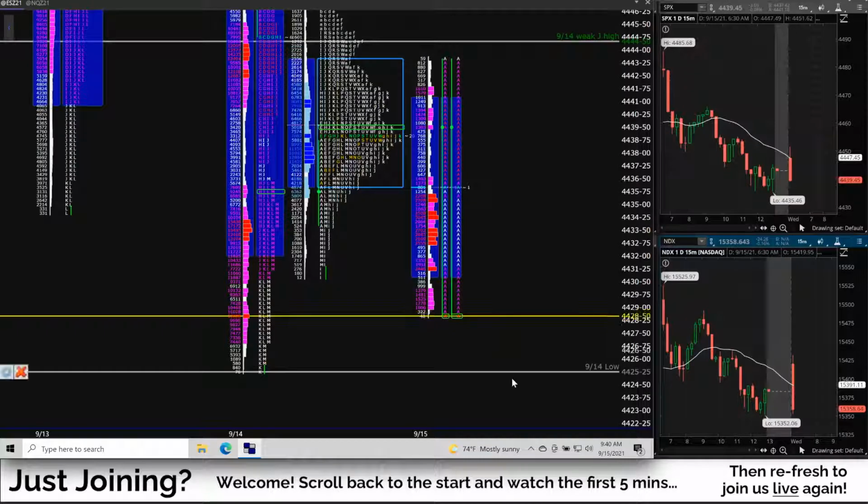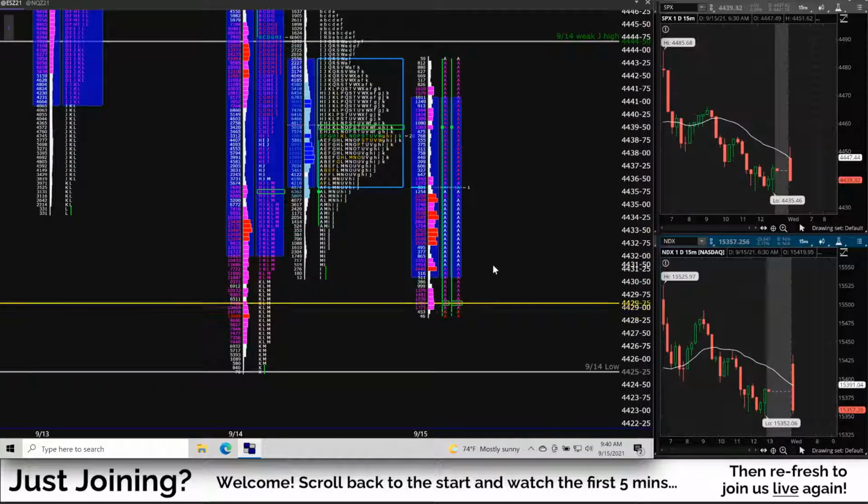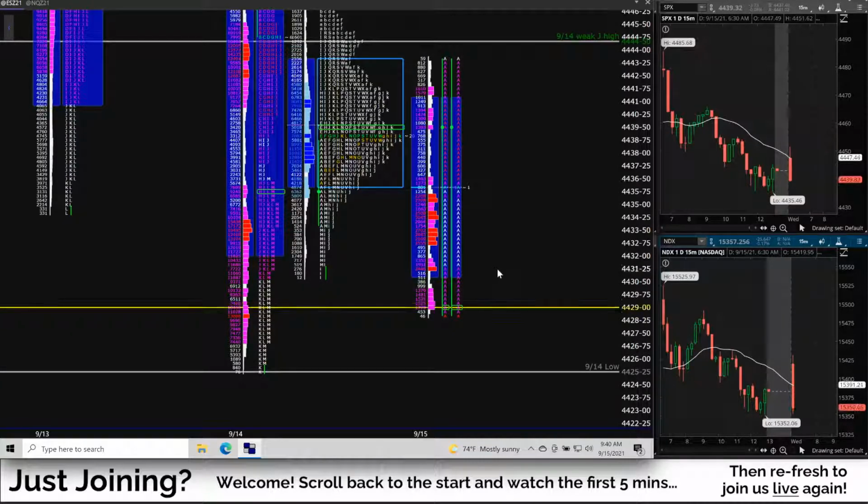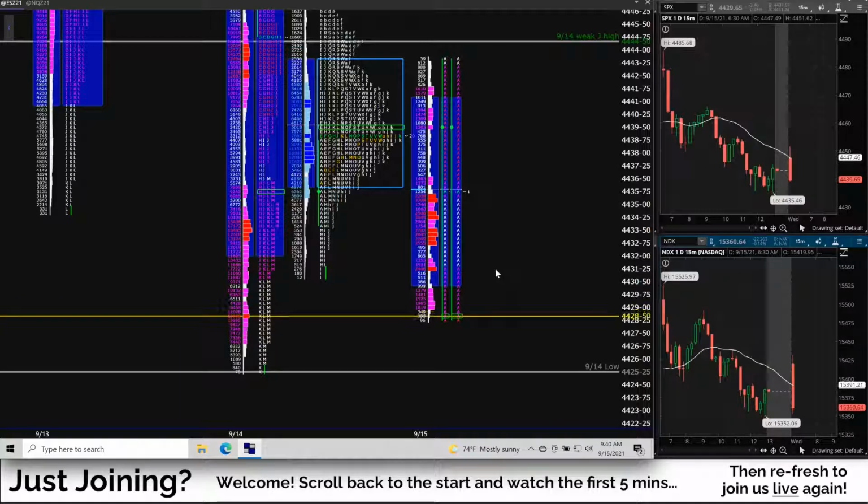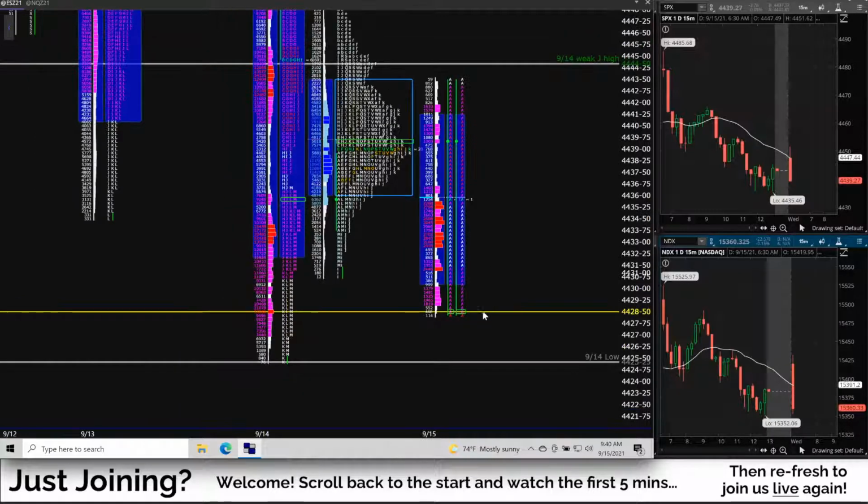So the panic, the fear, it's not over yet. There's still some weak-handed longs that need to get squeezed. And there's still some shorts that want to pile on here.